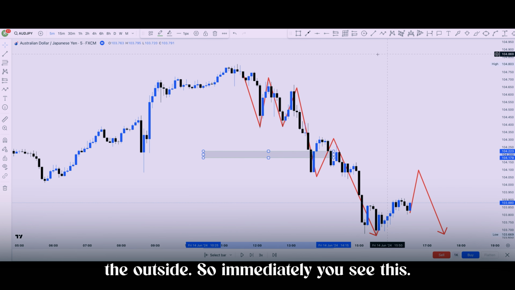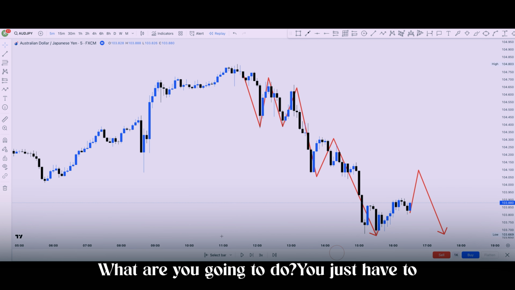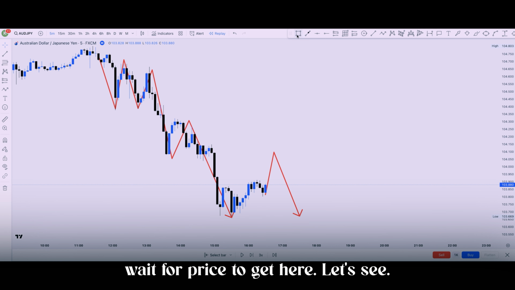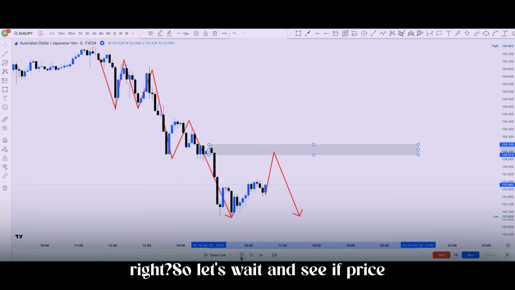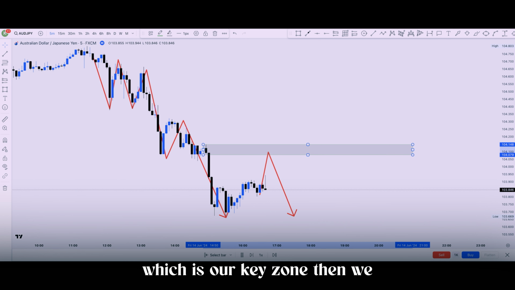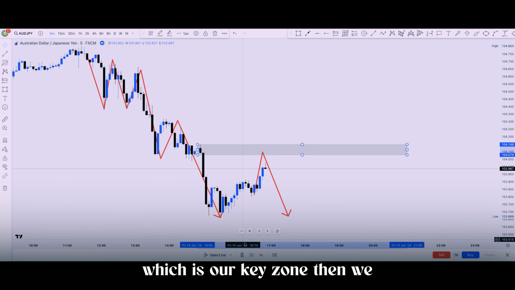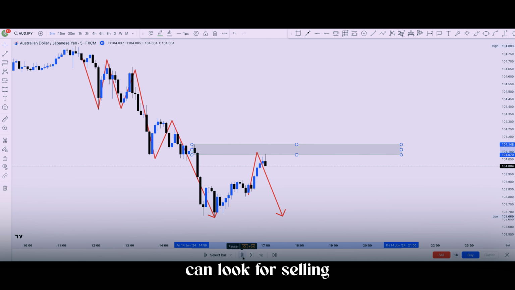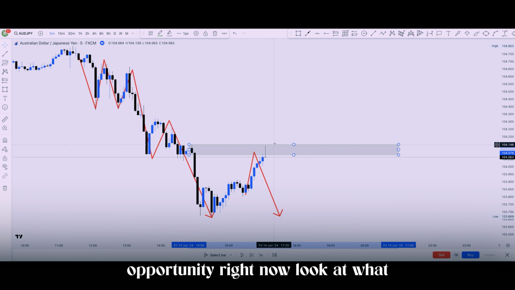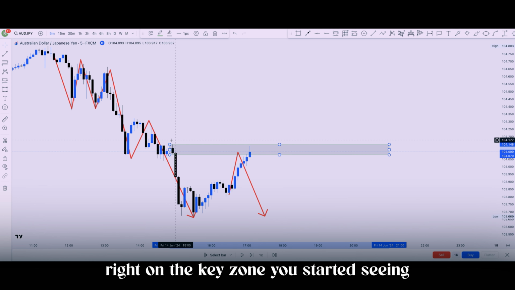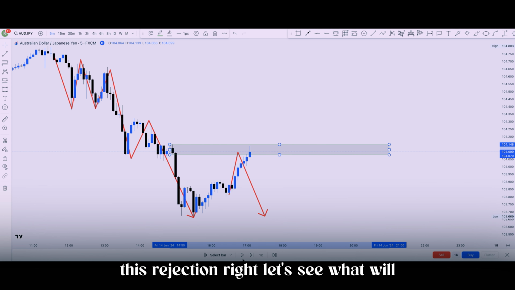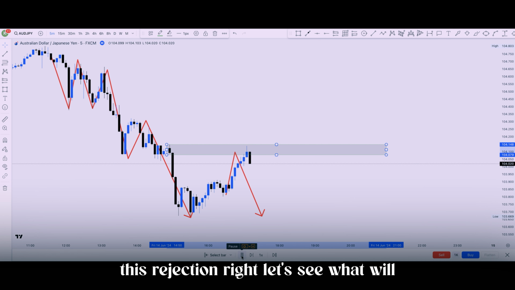So immediately you see this, what are you going to do? You just have to wait for price to get here. This is on a 5 minutes time frame. So let's wait and see if price will get to where we want it to get to, which is our key zone. Then we can look for a selling opportunity. Right now, look at what happened on the key zone. This is right on the key zone. You started seeing this rejection, right? Let's see what will happen next.